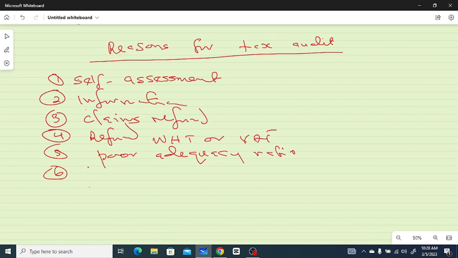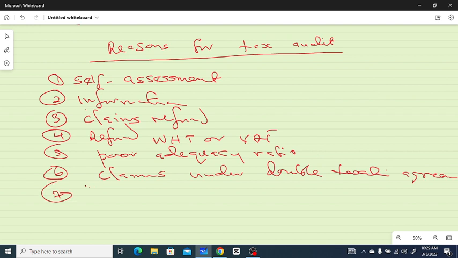Then when there is a claim under a double taxation agreement. So these are some of the reasons that a taxpayer will be picked for tax audits. Or sometimes, let's say there are high losses.